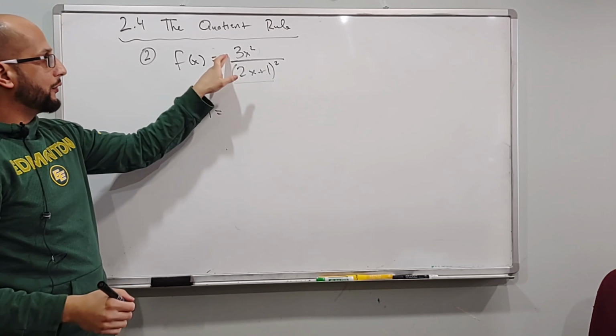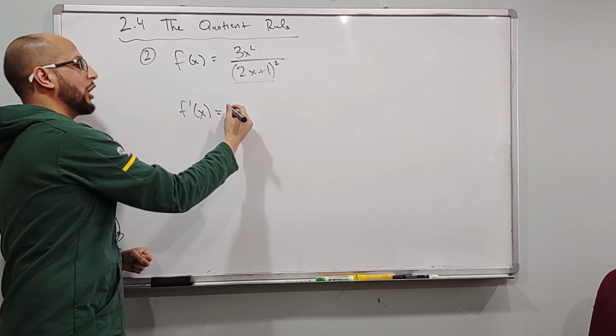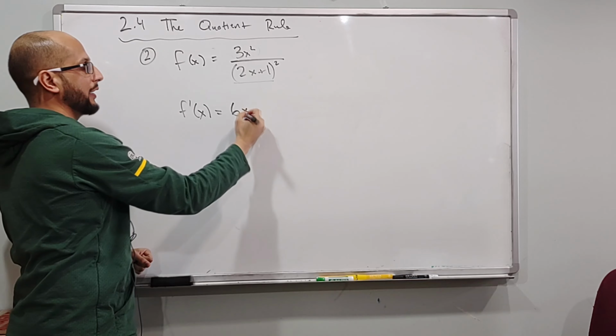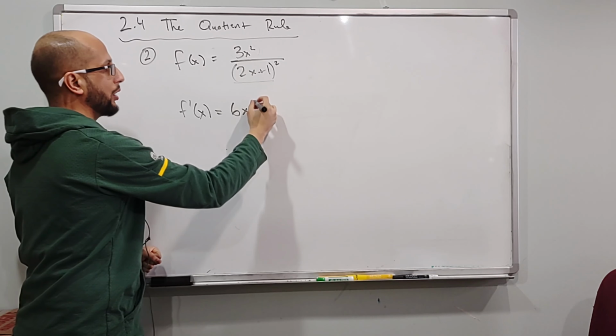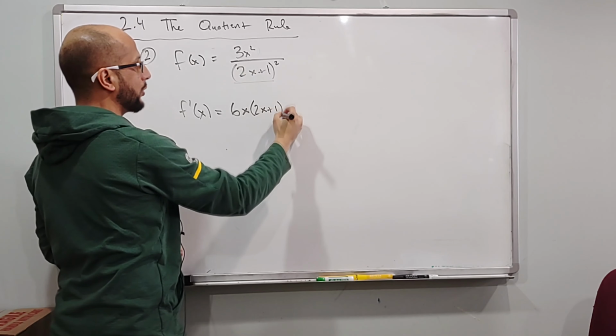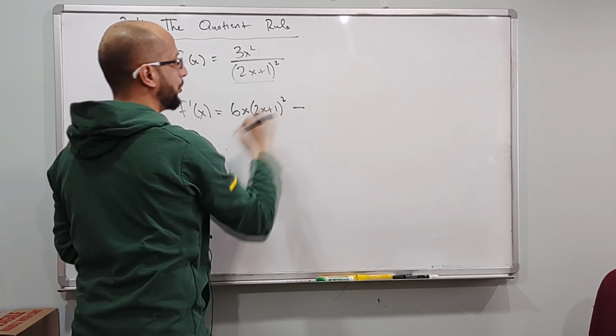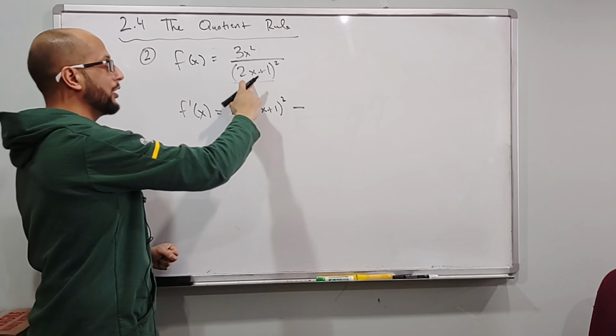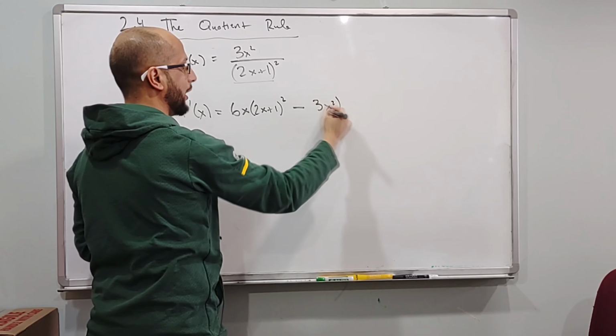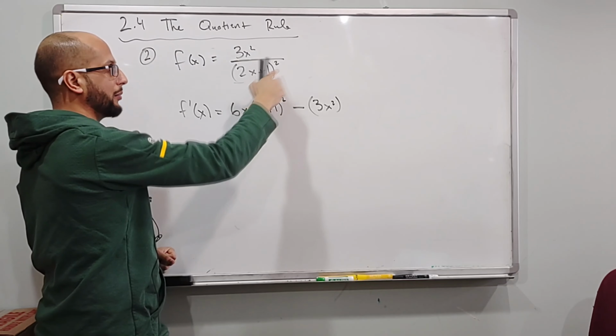We find the derivative of the numerator first. So bring the 2 down, multiplied by 3, that's 6, and then x to the power of 1, multiplied by 2x plus 1 squared, exactly as it is, minus 3x squared stays the same, and then multiplied by the derivative of the denominator.